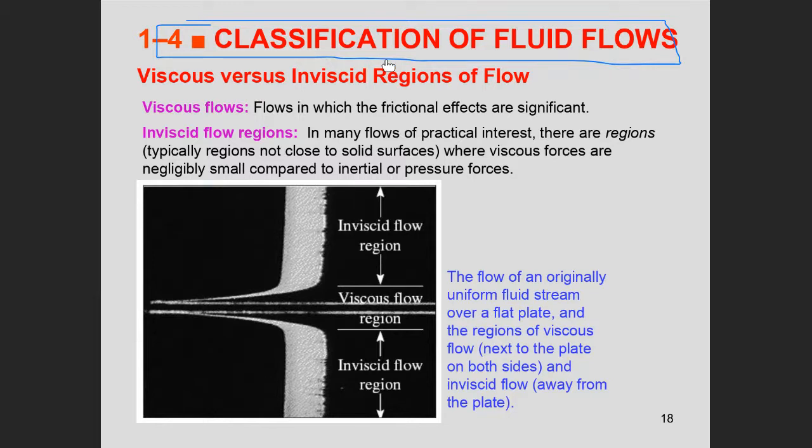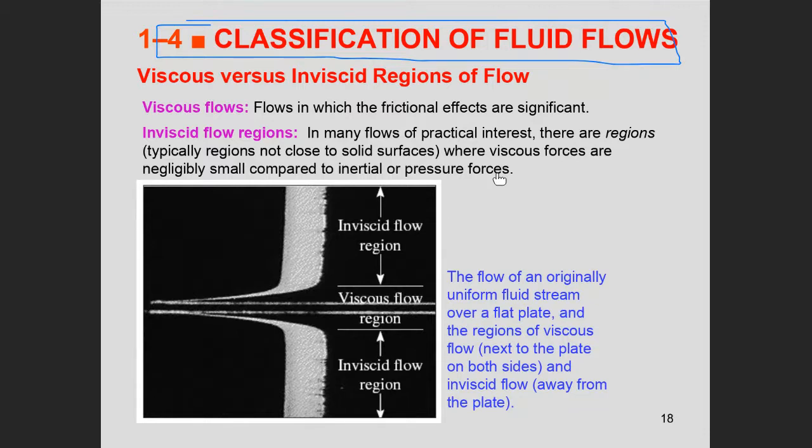Now, fluid flows are classified in many categories, and generally speaking, the classification will rely either on a property of a fluid flow or on a geometry of a fluid flow. The first classes of fluid flows we will describe as viscous versus inviscid regions of flow. So we have viscous flows and we have inviscid flows. Here we come to define a property called viscosity.